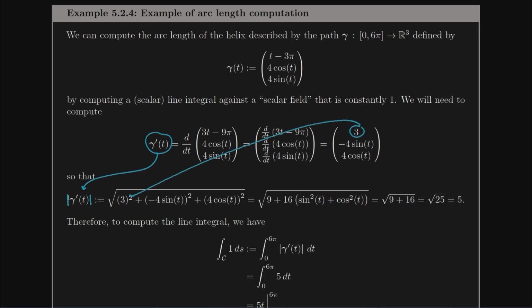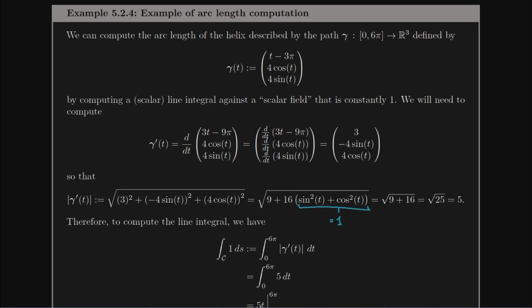So 3 squared, negative 4 sine t squared, and 4 cosine t squared. I'm going to add those all together and compute one giant square root. Well, 3 squared gives me 9. The negative 4 squared on sine will give me 16 sine squared, and 4 on cosine will give me another copy, 16 cosine squared. And here you can see that Pythagorean identity show up.